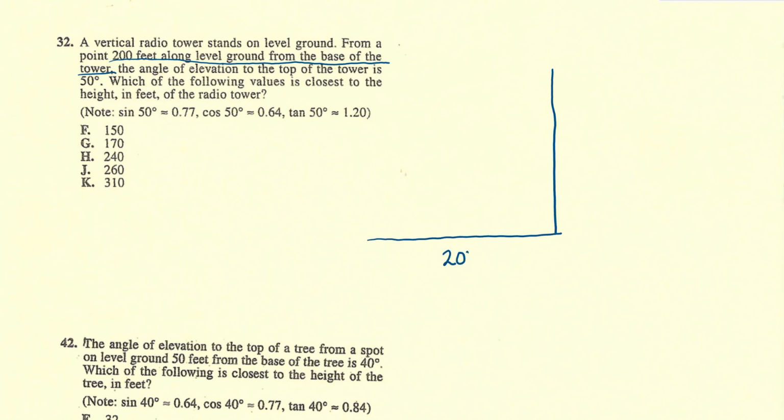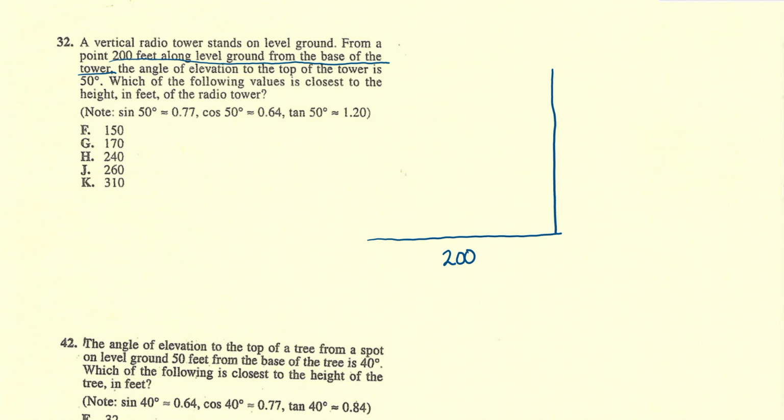All right, these last two problems, the difference is that they're not drawing the picture for us. So now we have to draw our own picture. Make sure that you know it's a right triangle. That can probably help us with our pictures. A vertical radio tower, so I'm just going to draw a radio tower that's standing up tall. From a point 200 feet along level ground from the base of the tower. So I've got a point that's 200 feet from the base of that tower.